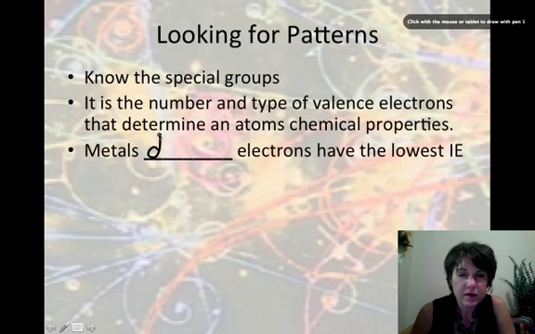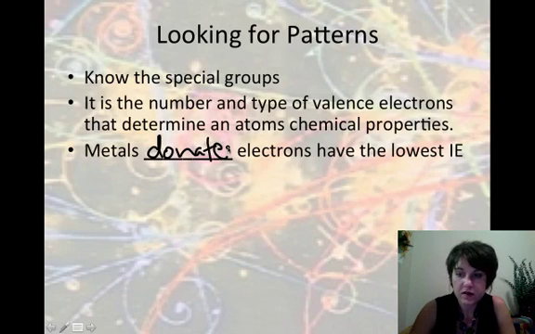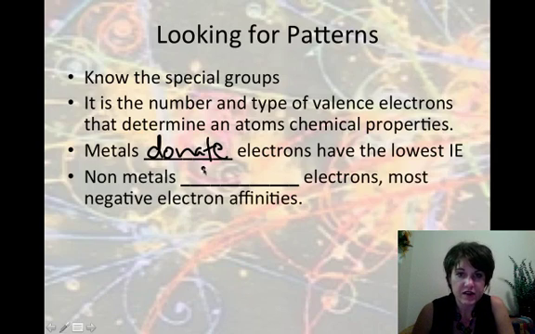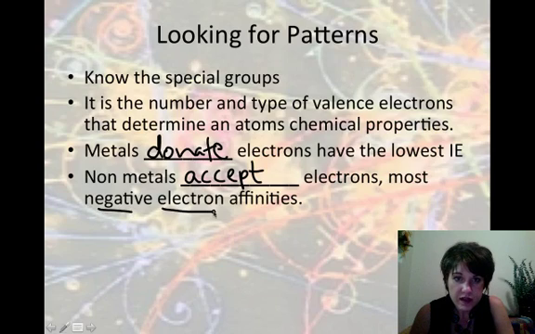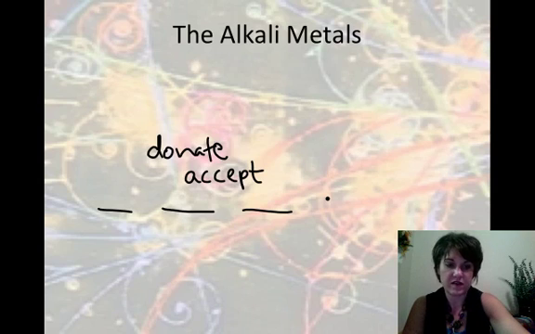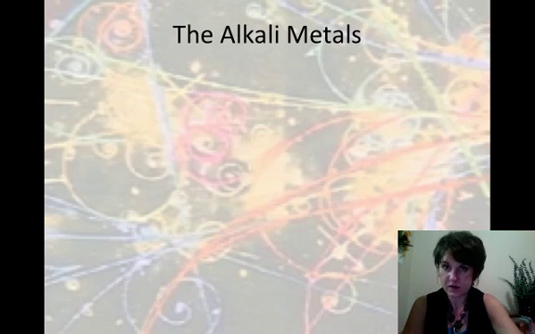So what we know is that metals donate electrons, and since they do, they have the lowest ionization energies. Nonmetals like to accept electrons, and so they have the most negative electron affinities. Affinities is like affection. They like electrons. And because they're the most negative electron affinities, that means they like them the most.